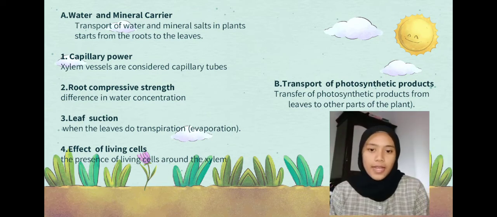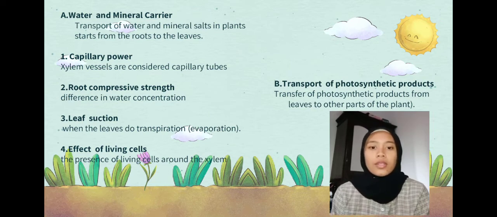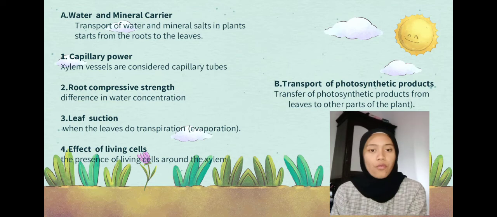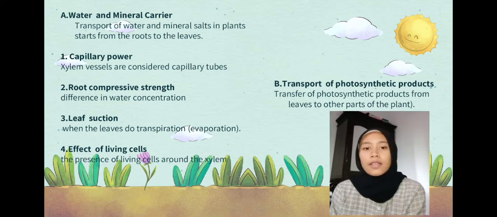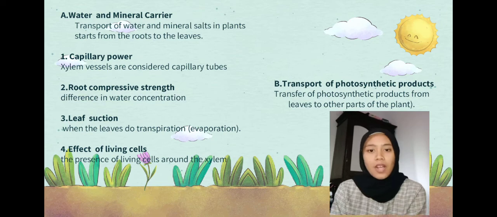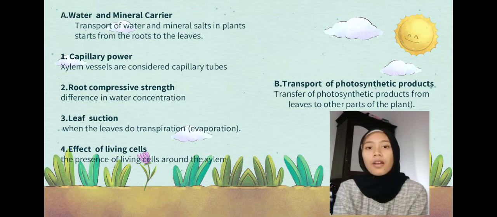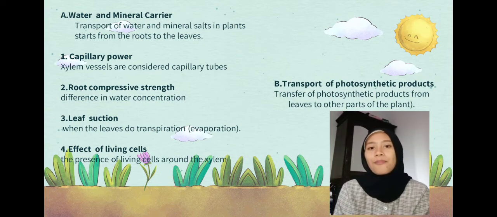Three: transpiration pull. The Jolly theory states that water rises to the top because of the pull from above, namely when the leaf does transpiration. Water always moves from wet areas to dry areas. Four: activity of living cells. The Vesque theory states that the movement of water from the roots to the leaves can be carried out because of the living cells around the xylem, such as parenchyma cells and ray cells.